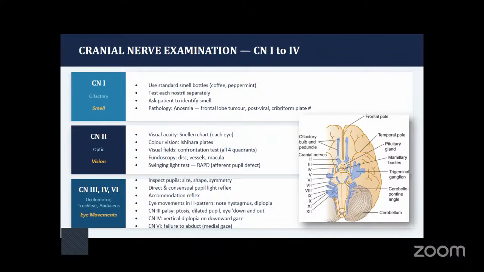movement. Cranial nerve 3 palsy can present with extraocular symptoms such as ptosis, then pupillary symptoms like dilated pupils, and in movement, you would have an eye that is down and out. Cranial nerve 4, vertical diplopia and downward gaze. Cranial nerve 6 is failure to abduct, so you have a fixed medial gaze.